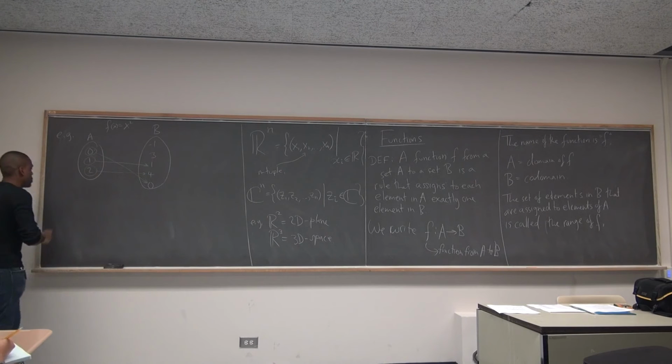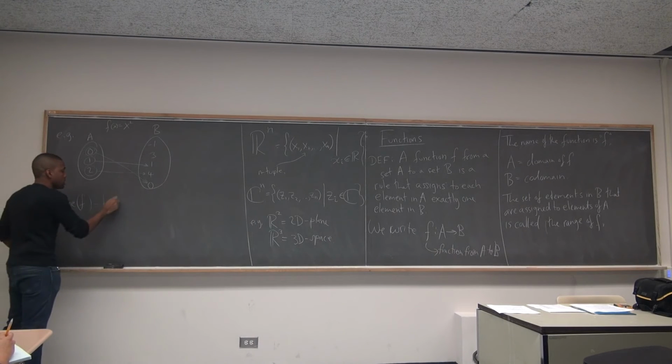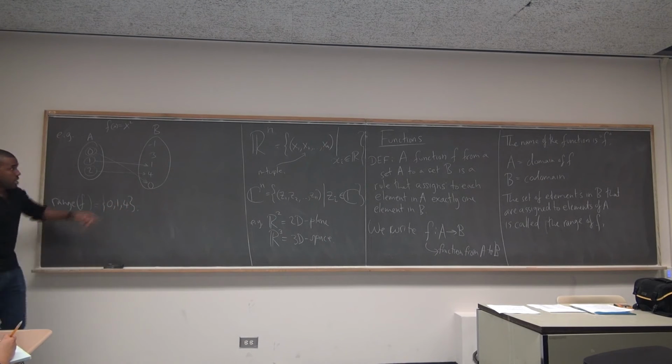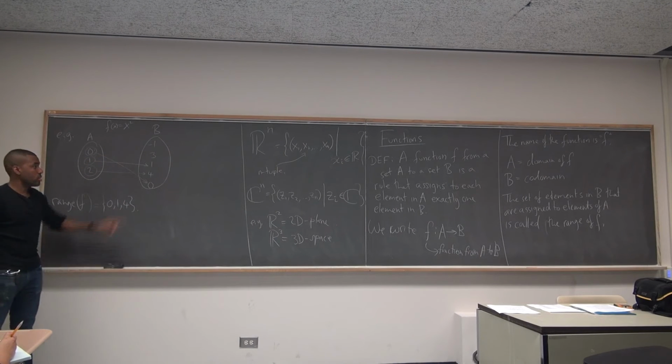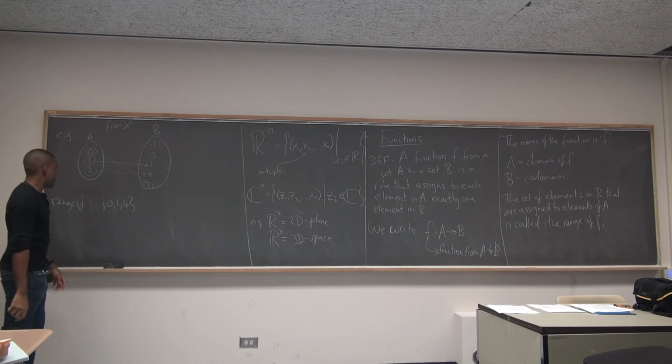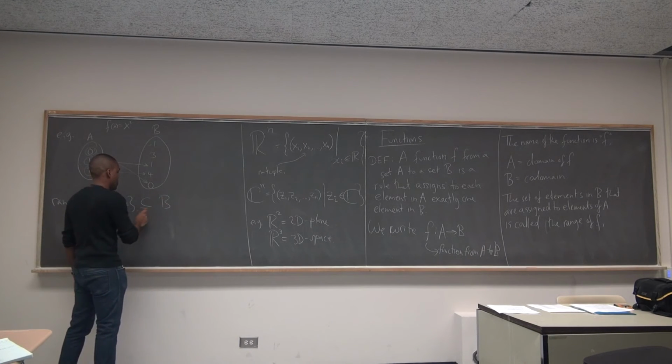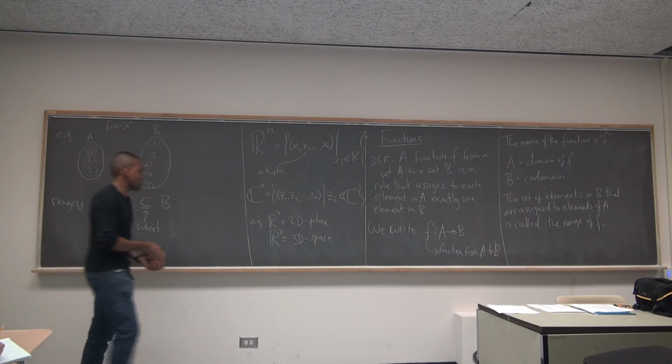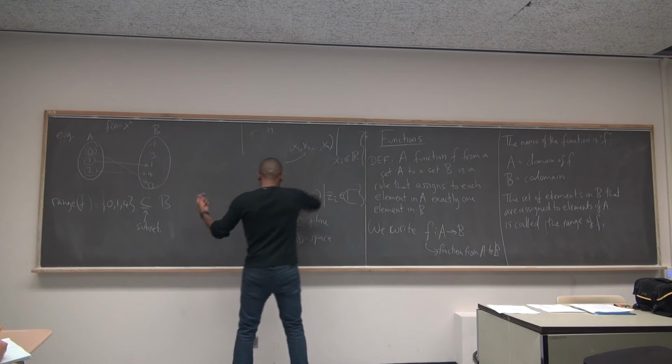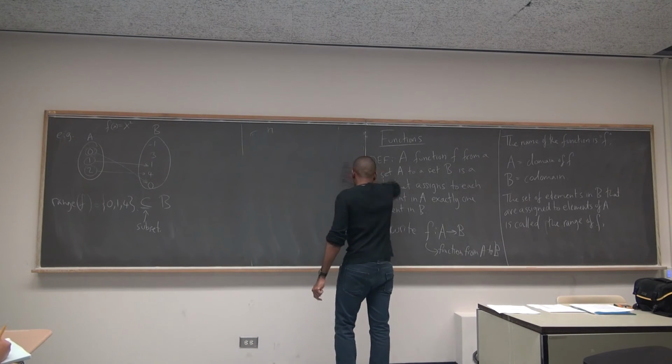4. So if I ask you what is the range of f, what would you say? 0, 1, 4. Notice that not everything in B is in the range. B is called the codomain. Only the elements that are actually assigned to something we call the range. And we think of it as a set, so it's called a subset of B. So you guys understand what a subset is. I'm not going into too much detail here because technically this is sort of a review.